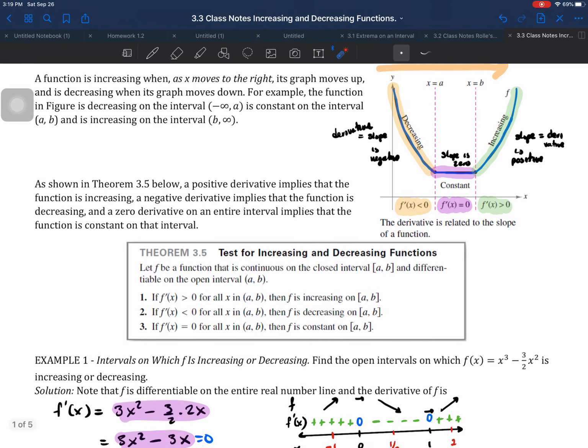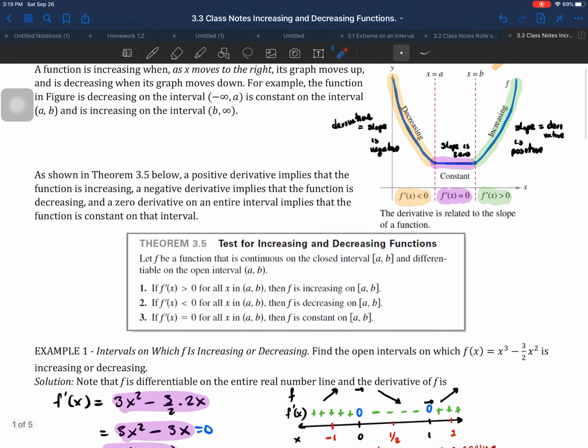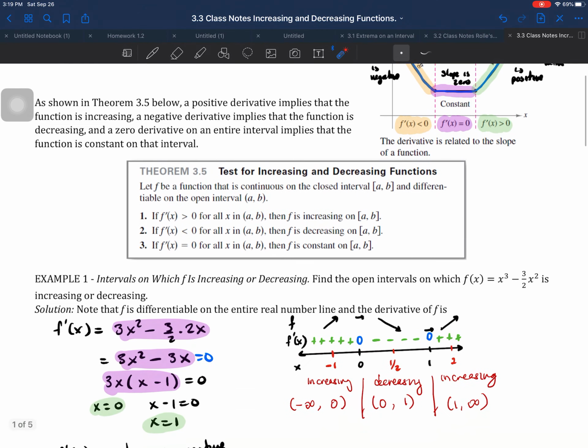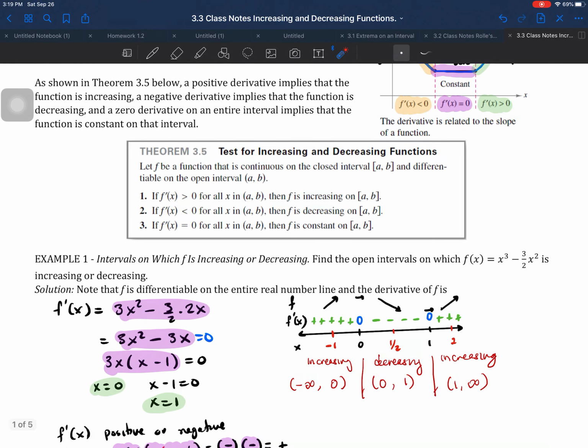All right, so for the next part, as shown in theorem 3.5 below, a positive derivative implies a function is increasing, a negative derivative implies the function is decreasing, and a zero derivative on an entire interval implies that the function is constant. So here we have our theorem that will generalize what we have discussed.